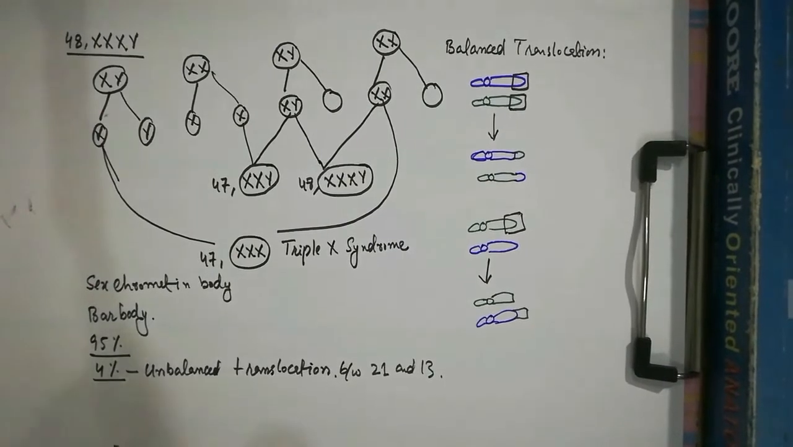Remaining 1% of cases of Down syndrome occur due to mosaicism.